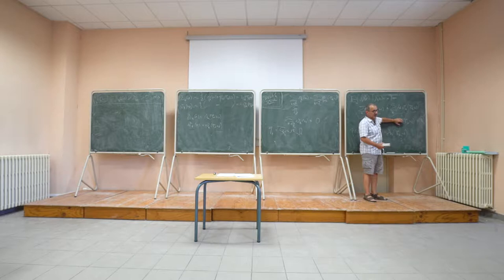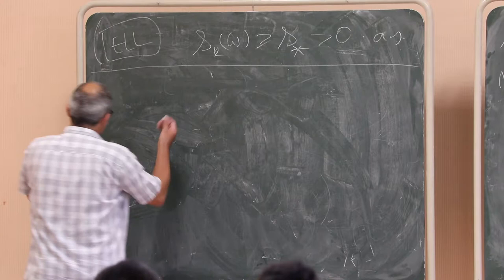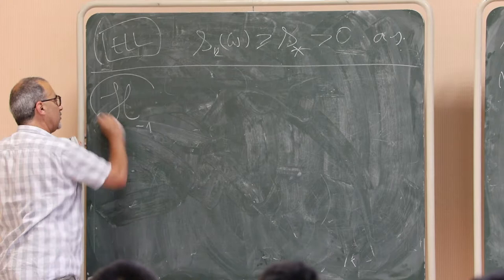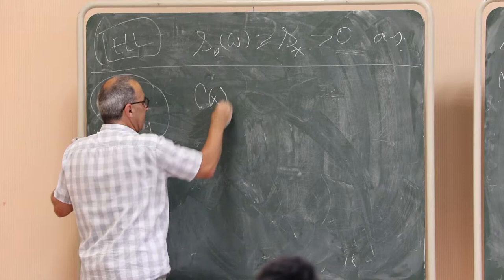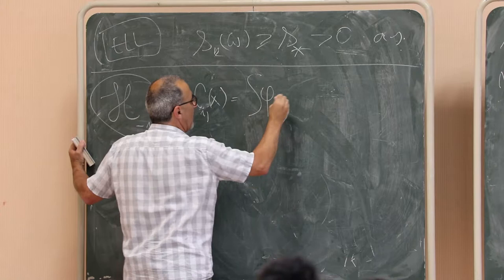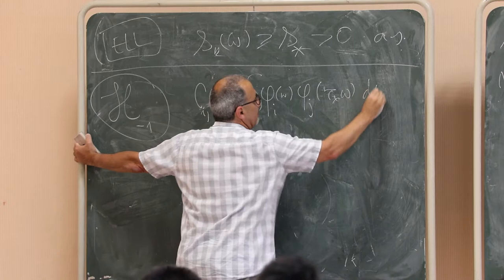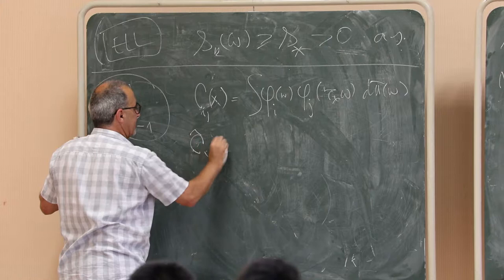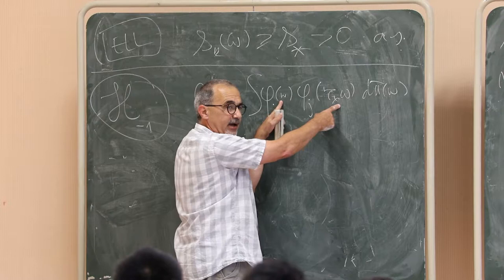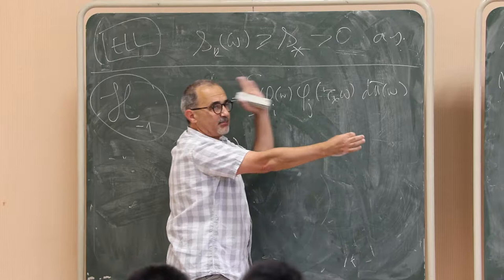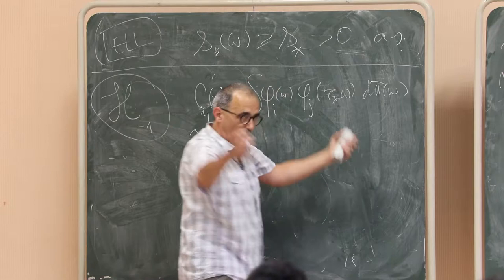The H minus one condition, this is where I stopped last time. I wasted 10 minutes now, but I think it's worth it because people don't get lost. The H minus one condition, as I formulated it, remember: if I write C of x, let me say ij, is the integral of phi i of omega phi j of tau x omega d pi omega, and C hat ij of p is its Fourier transform. Mind, this is the covariance matrix of the drift at the origin and the drift at site x. But I could shift everything because it's translation invariant. So the drift at some point z and the drift at some point z plus x. So it's the covariance of the drifts, right?